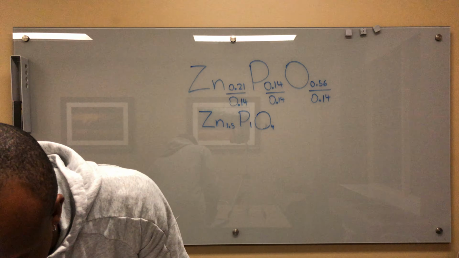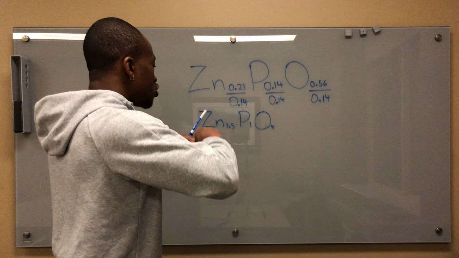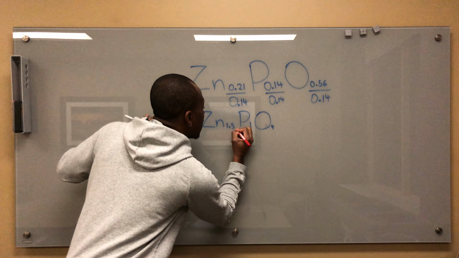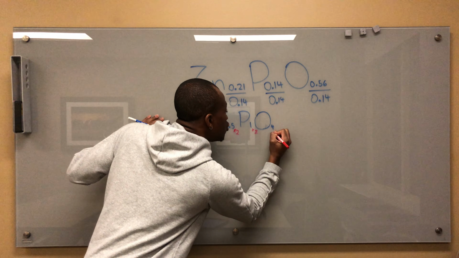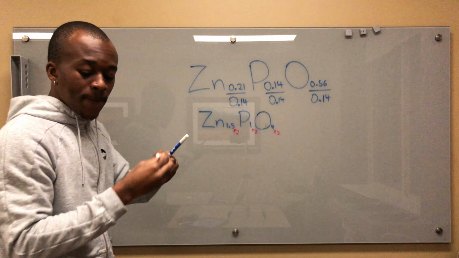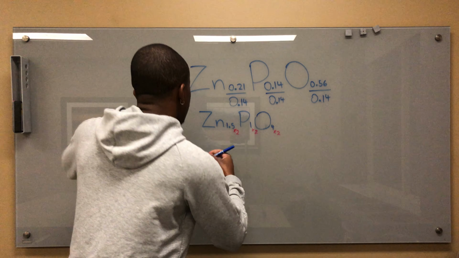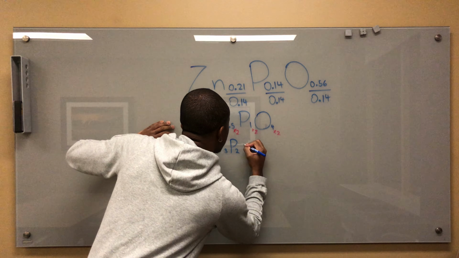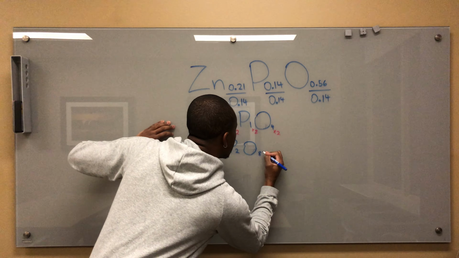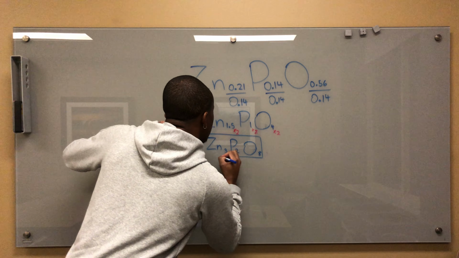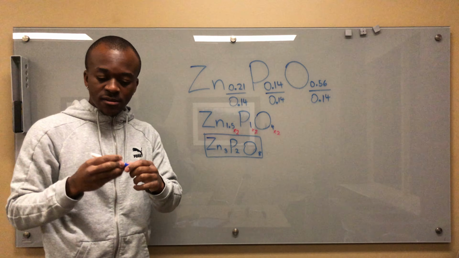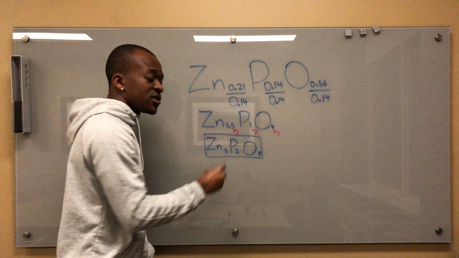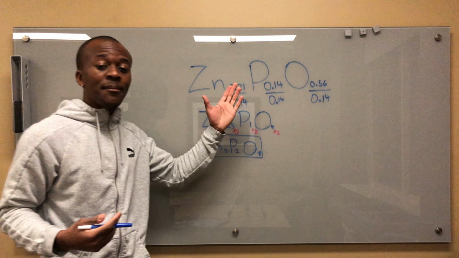I'll write this in red. I'm multiplying by the smallest integer that gives whole numbers. So I'm going to multiply this by 2, this by 2, this by 2. And that's going to give me, bam, my final answer. Let me just double check myself. Yes, this is the final answer. That's the empirical formula for the compound that they've given us.